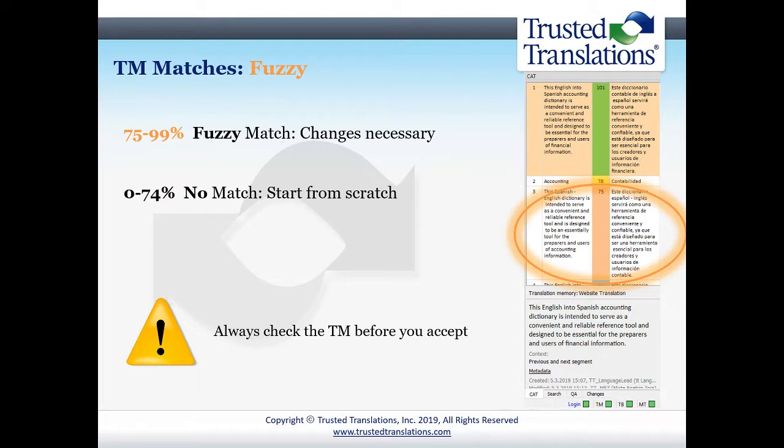A no match is a segment that has not been translated before. Any match below 75% is also considered to be a new segment, or no match. Every time a translator confirms one of these segments with a new translation, it gets added to the TM.